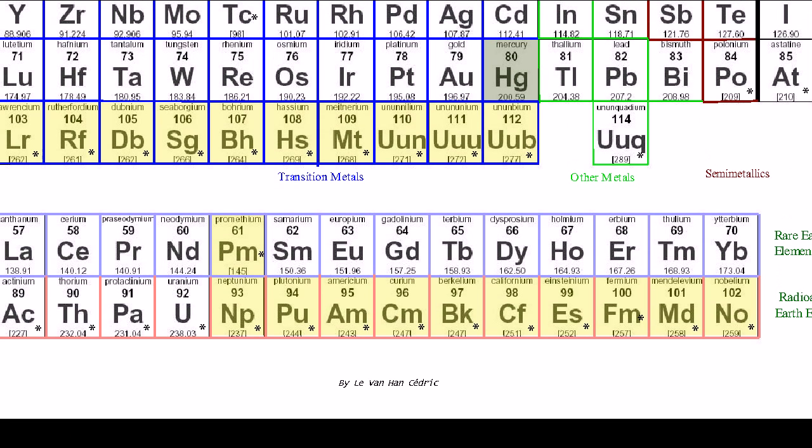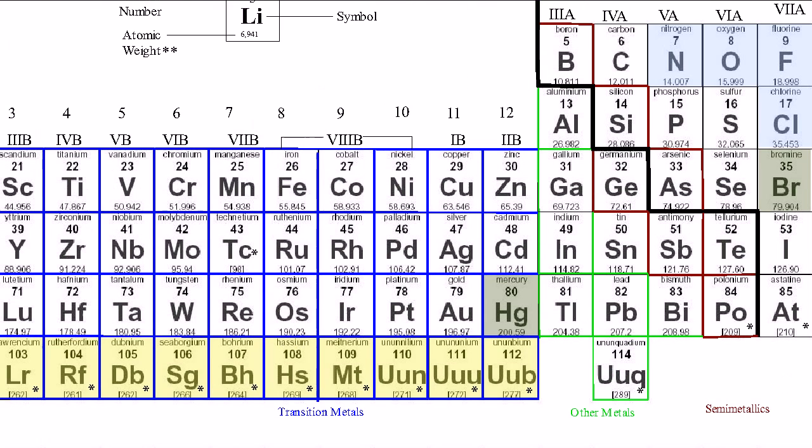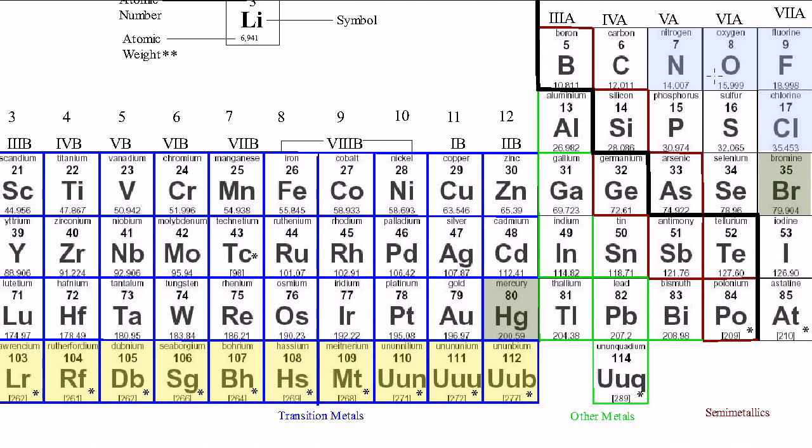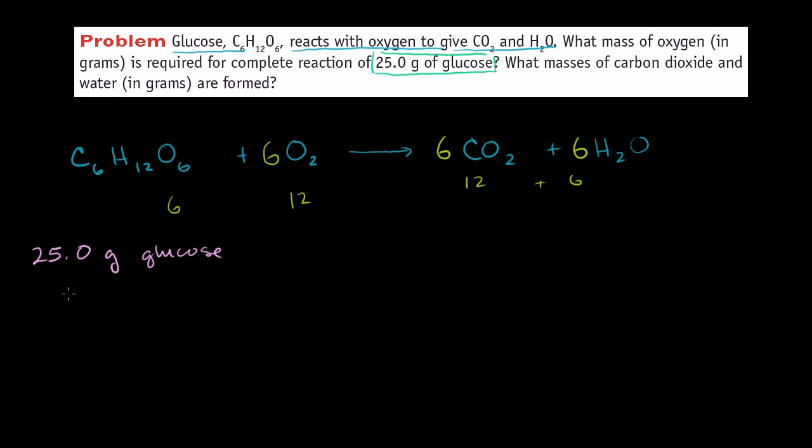So at some point, you might want to memorize their atomic weights. And I want to give proper credit to the person whose periodic table I'm using, Levon Han Cedric. I got this off of Wikimedia Creative Commons. It's a Creative Commons attribution license, so I want to make sure I attribute the person who made the periodic table. But we have oxygen. It has an atomic weight of 15.9999. Usually it's given as 16, but I'll just write it like that.